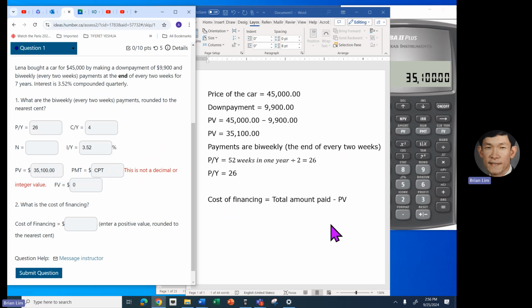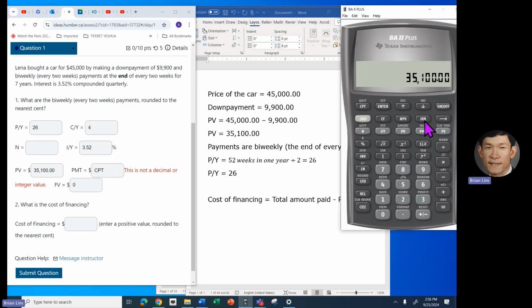All right, so we can start and let's go to the calculator. So now we have the $35,100. We will insert that as the value for the present value. Now we have to put in PY and CY. So we go second IY, so PY is 26. We click enter. We go down and CY is 4, as you can see right here. So 4, enter for CY. We can check that PY is 26 and CY is 4. Now we can quit by hitting second CPT.